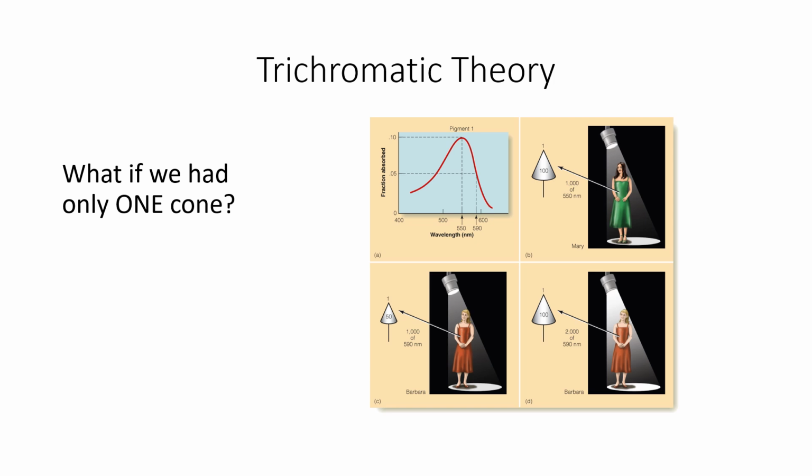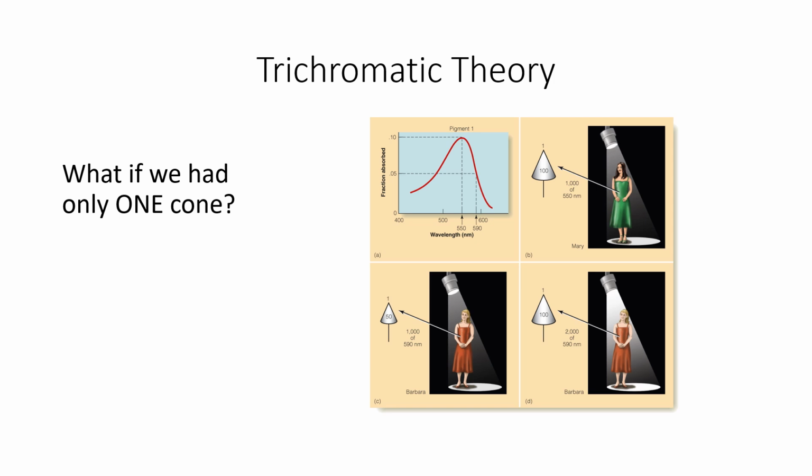Okay, look at Barbara. She's in 1,000 lumens of light, wearing a monochromatic dress that is 590 nanometers. Because this one cone absorbs 5% of the 590 nanometers, that cone is now firing at a rate of 50. But what happens when we put Barbara in twice as much light? Now she's in 2,000 lumens of light being reflected into Jay's eyes, and he's getting 5% of that, and 5% of 2,000 is now 100. So Barbara, in twice as much light, is going to look the same as Mary when she's standing in less light.